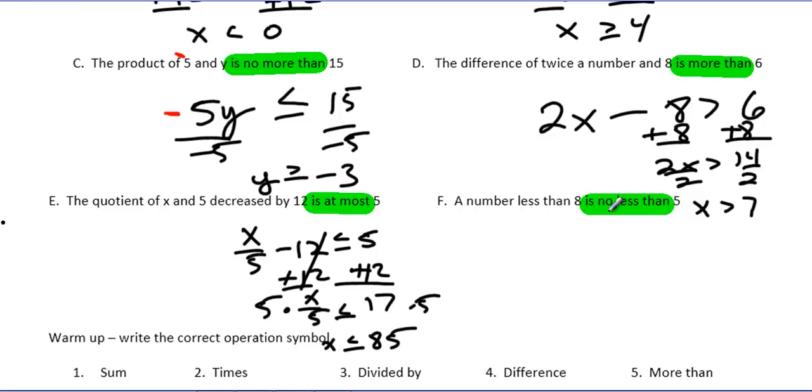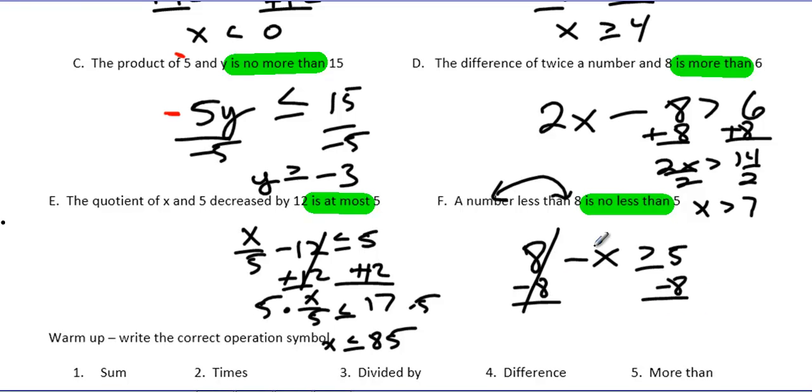And the last one is no less than 5, which means we cannot be less than 5, so we have to be bigger than it, but we can be equal to it. And we have this less than again, which is subtraction in opposite order, so the 8 is going to go here, that's going to be here. We're going to subtract 8 from each side. And we have negative x greater than or equal to negative 3. Divide both sides by negative 1, and because I'm dividing both sides by a negative, this sign needs to flip. So I have x is less than or equal to 3.